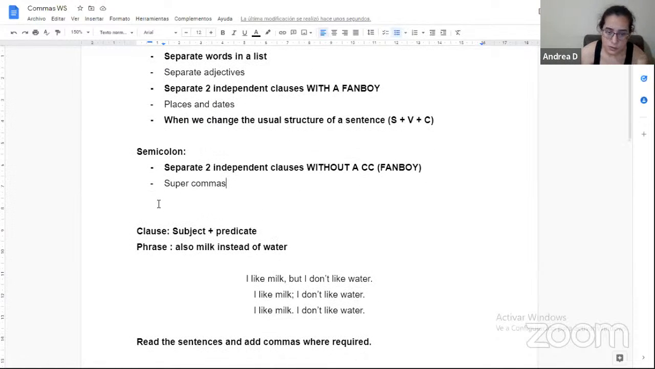Periods are just periods. They are used to separate sentences. Whatever it is, it could be a compound sentence with more than one clause, or a simple sentence. They just separate sentences. That's the only use that it has. Or they can also separate paragraphs, but they're still sentences.